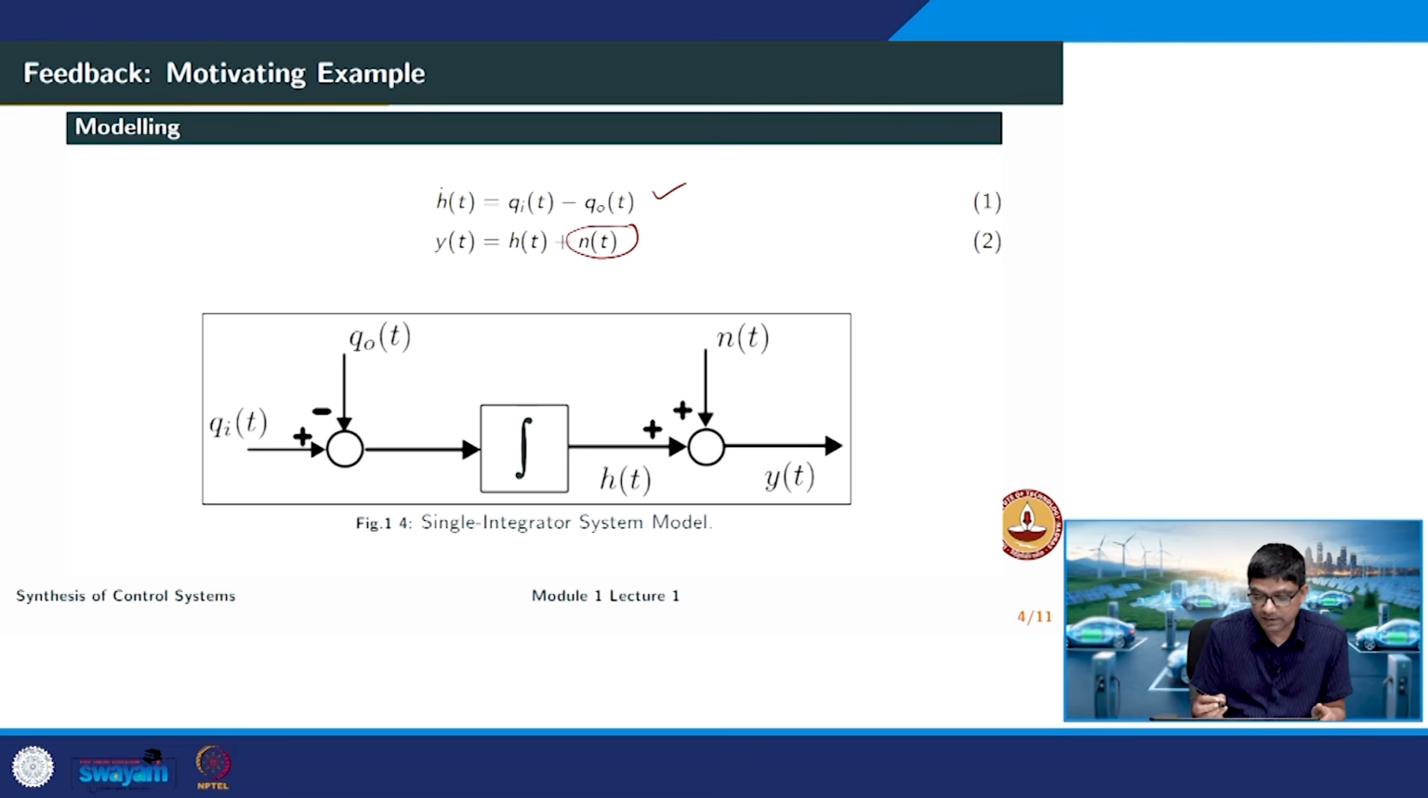Okay, so how do I represent this? I can also write this as a set of signals: Qi with a plus sign, Qo with a minus sign, so here I will have Qi minus Qo. This goes through an integrator which will give me H. Instead of writing dH/dt is Qi minus Q out, I will just write H is the integral of Qi minus Qo dt, and some noise if at all present. This gives me a representation which is easy to understand via signals.